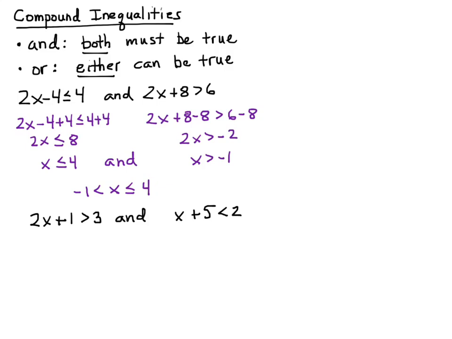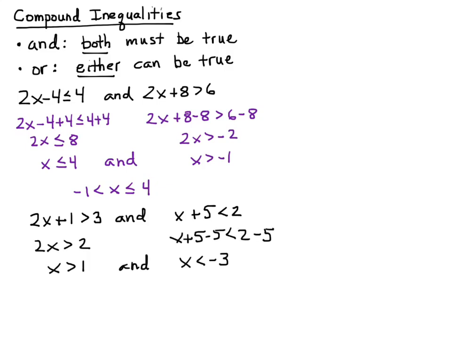So here's another one. 2x plus 1 is greater than 3, and x plus 5 is less than 2. So I'll solve the left side first, and then I'll solve the right side. And here I get x is greater than 1, and x is less than -3. Now that can't be, right? There's no number that's both greater than 1 and less than -3. Any number you try will fail in one or both of those. So in this case, what we're going to say is that there is no solution to this.